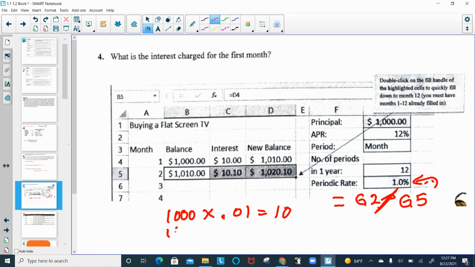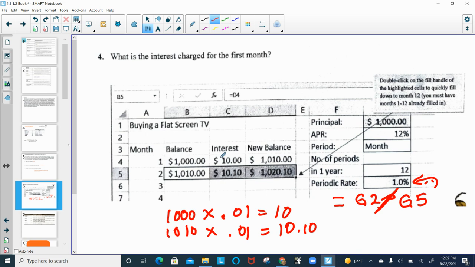Then we're going to take the 1,010 times that periodic rate, and they're going to get $10.10. Look good? And then when they add those two together, $1,020.10, because they took the 1,010 plus the $10.10 and got this value. So at the end of the second month, that's how much you owe on that television.